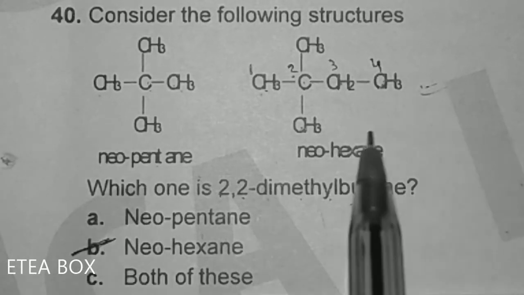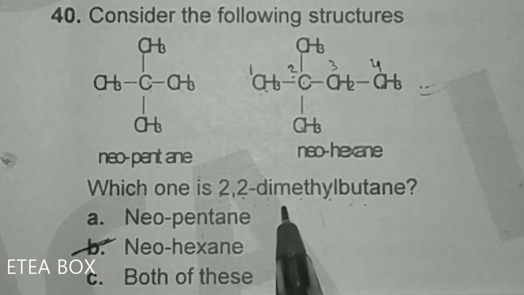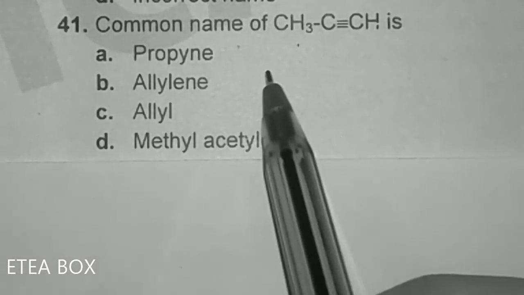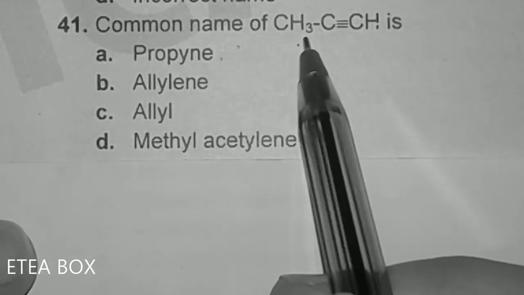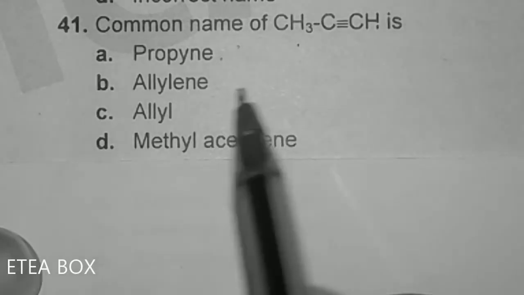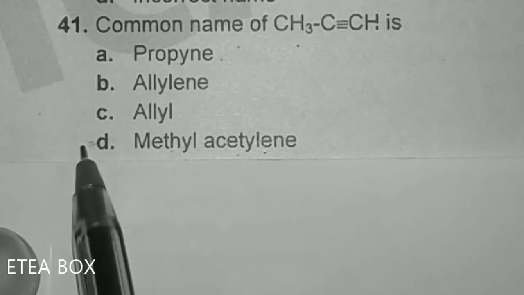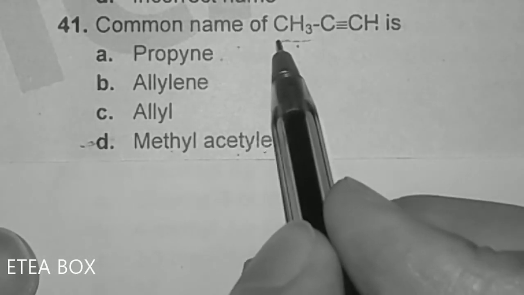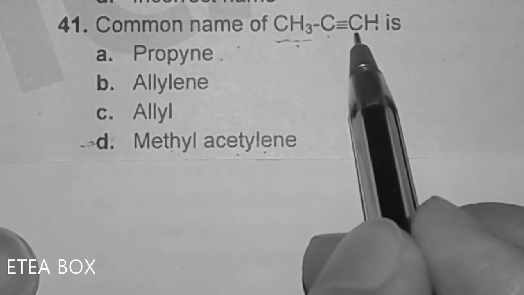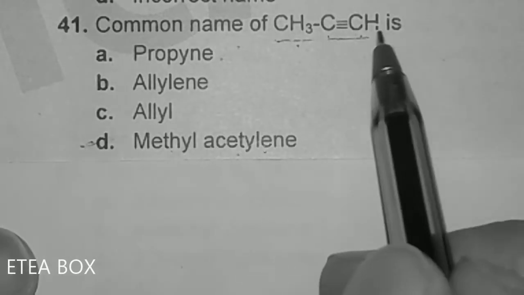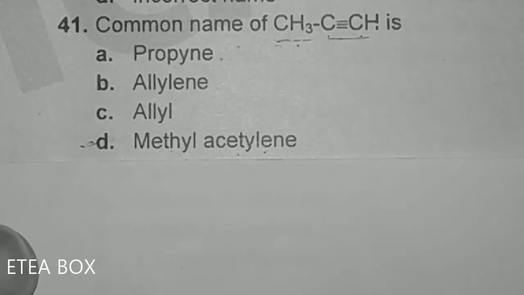The IUPAC name for neohexane is 2,2-dimethylbutane, option B is correct. The common name for this compound is, now look here, propyne is the IUPAC name for this one, and methylacetylene is the common name, option D is correct. Look here, this one represents methyl, and C triple bond CH represents the acetylene group. So you simply write methylacetylene, the common name for this compound.